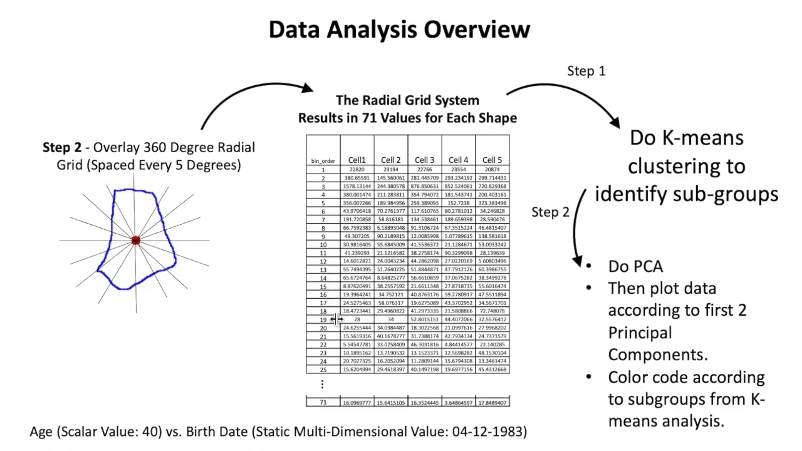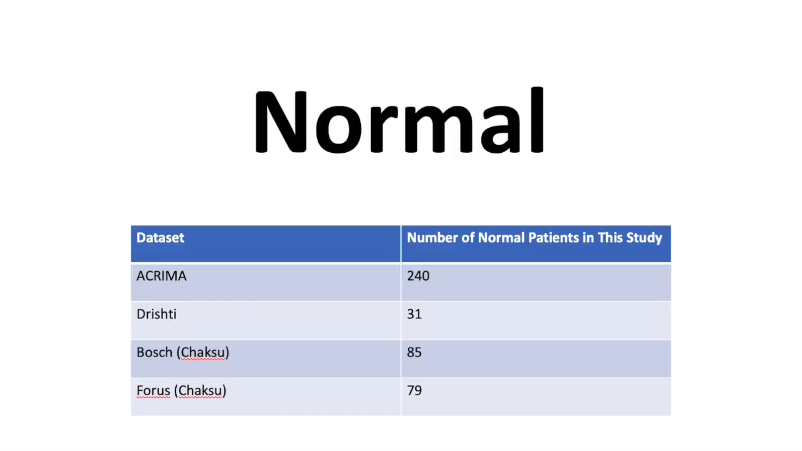Once we have obtained the data outputted by ShapeGenie, we do k-means clustering to identify subgroups, and then we do principal component analysis to find the greatest differences in that data set. We then plot the data according to the first two principal components while color coding the samples according to the k-means subgroups. Let's first talk about our normal patients.